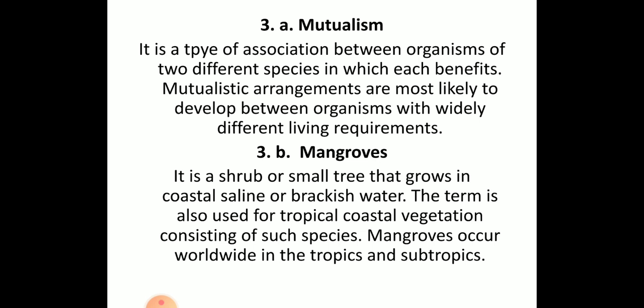Next, mangroves. So mangroves are nothing but a type of shrubby forest area which comes in the delta region or the estuary region, where you can find the maximum amount of animal diversity and plant diversity because it contains saline brackish water.